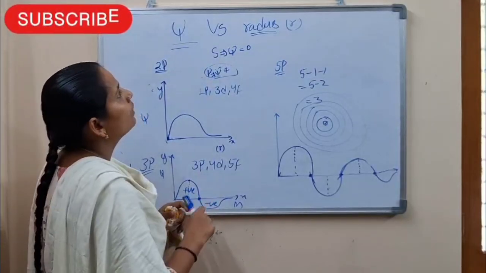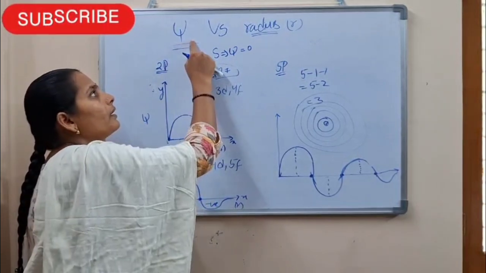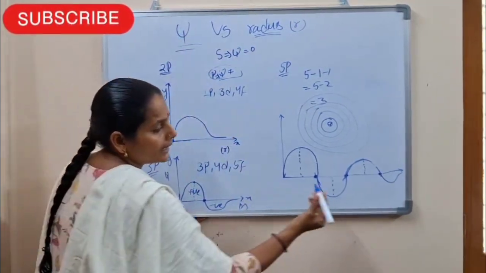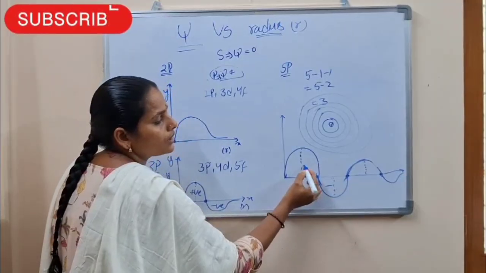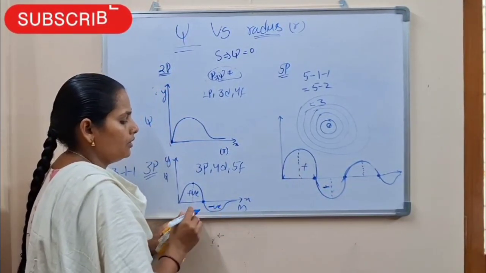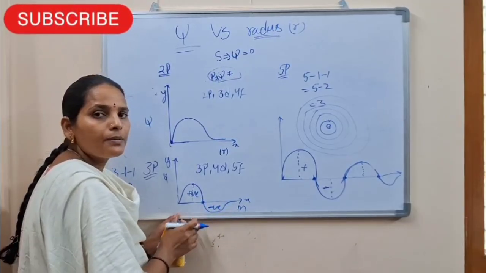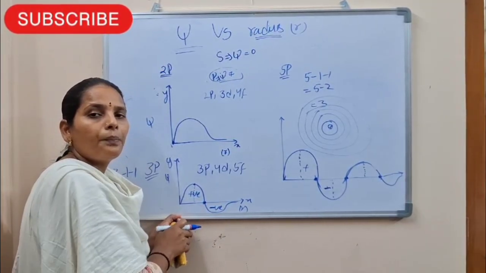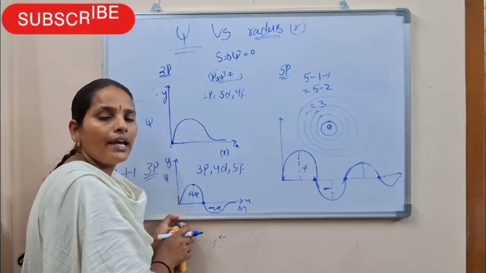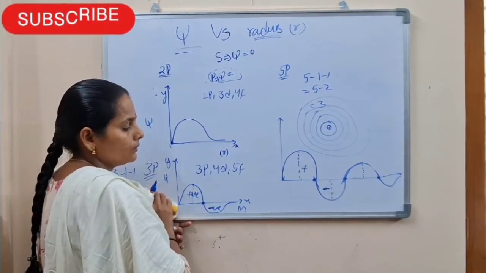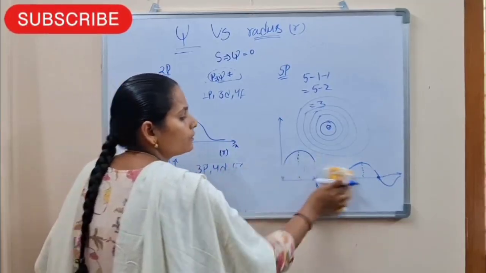Next, when we plot the graph for wave function and radius, we are getting the negative parts also. This is the positive part, this is the negative part. To evaluate these graphs without the negative parts, we take the graph of probability density versus the radius of the electron. Let's see that also.